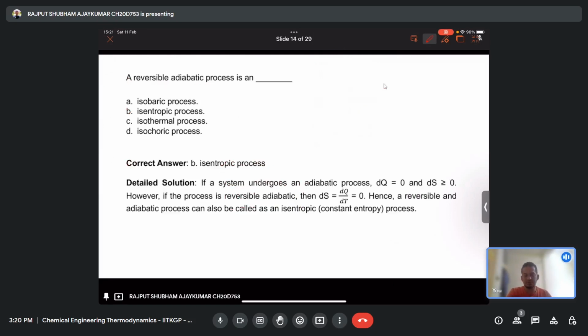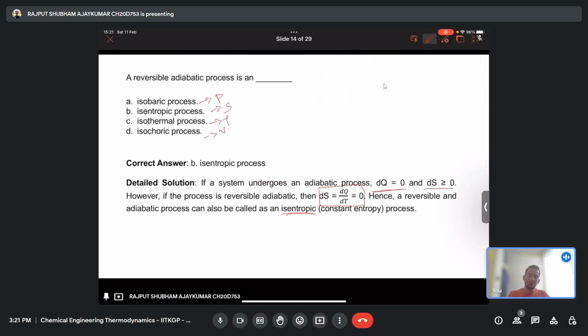So basically, dQ equal to 0 for adiabatic. dS equal to dQ by T equal to 0. Hence a reversible adiabatic process can also be called a constant entropy process, or isentropic. These terms were already discussed in the week 1 lecture content. I've also shown you what is isobaric: constant pressure. Isentropic is constant entropy, isothermal is constant temperature, and isochoric is constant volume.